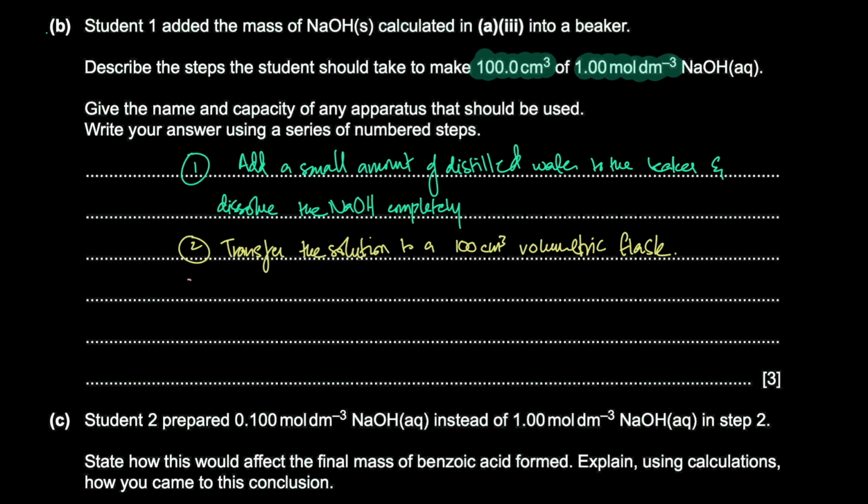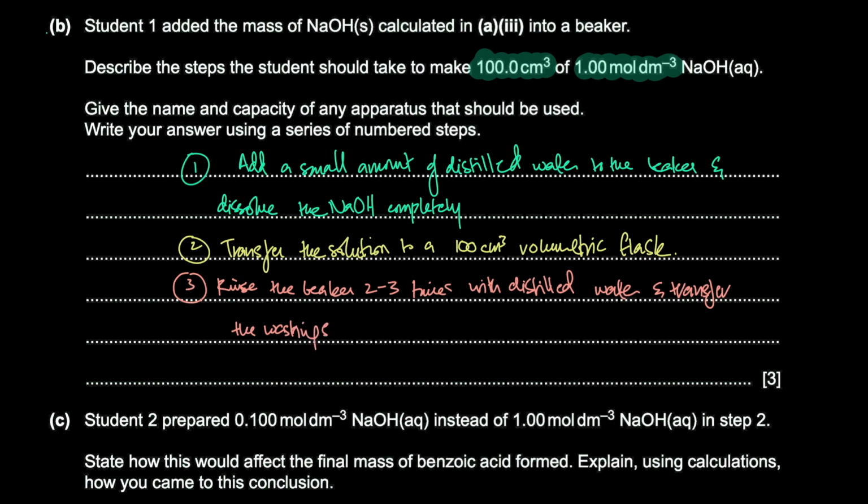We're going to rinse the beaker 2 to 3 times with distilled water, and transfer the washings. This is to ensure that none of the sodium hydroxide is left behind inside the beaker. So transfer the washings.